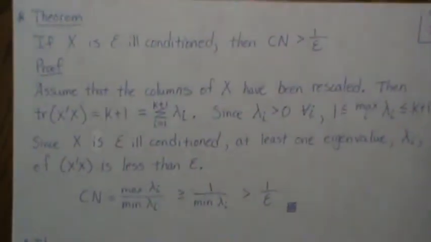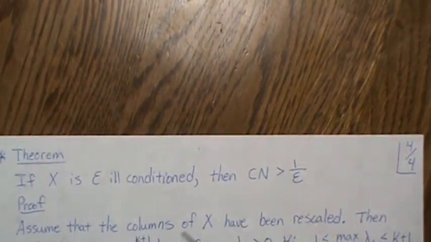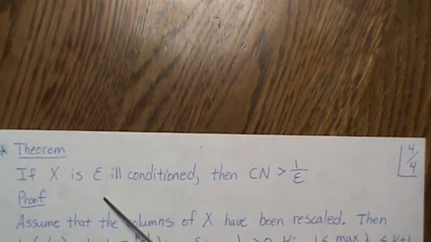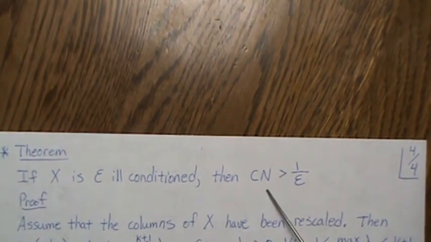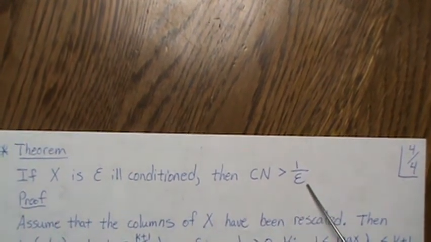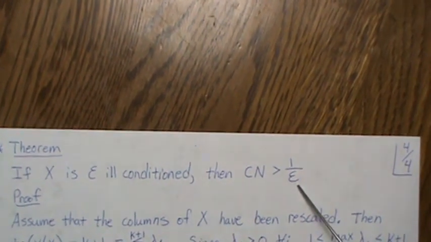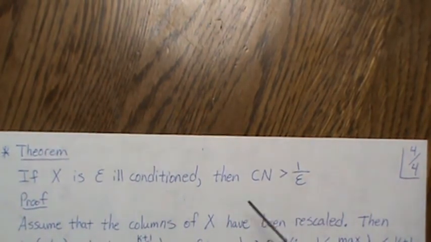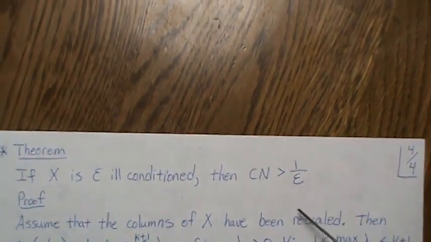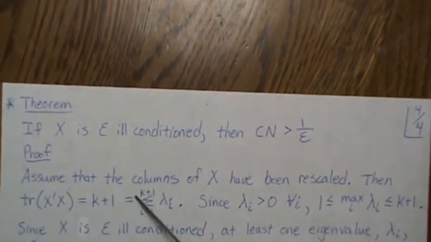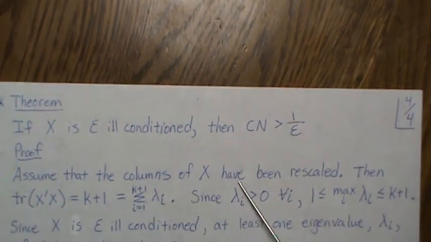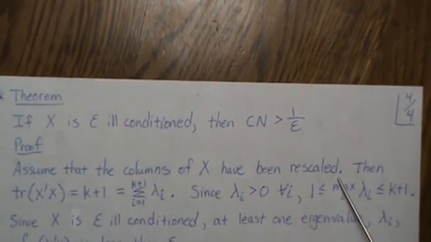Now two theorems, and then we're finished. If X is ill-conditioned, then the condition number is greater than 1 over epsilon. Now remember, epsilon is a small number, so this is a big number. So if X is ill-conditioned, then the condition number is actually quite large. So let's prove that. So the columns of X have been rescaled.